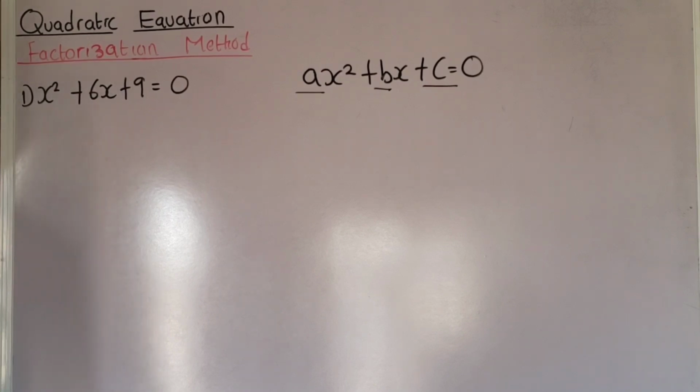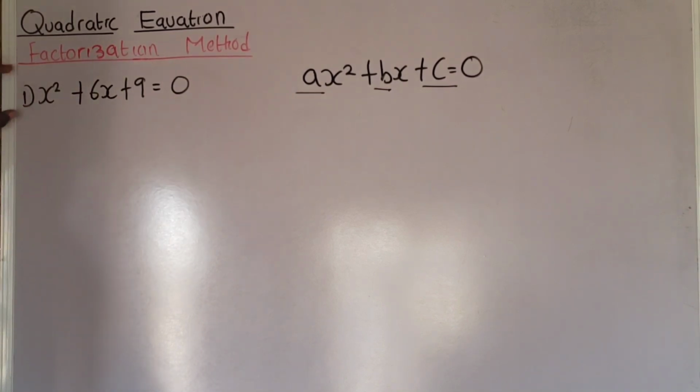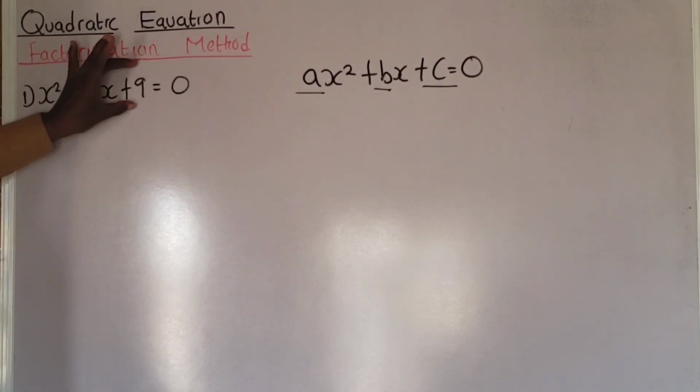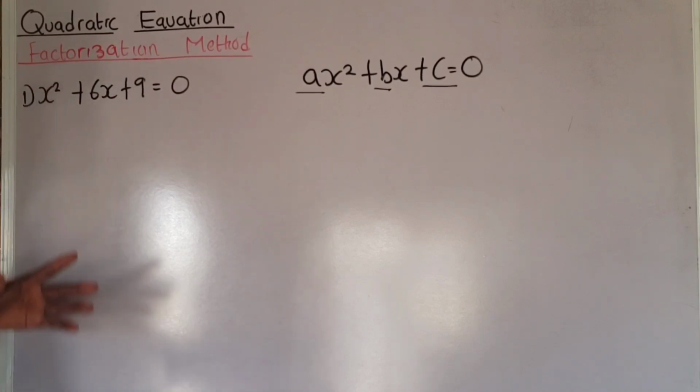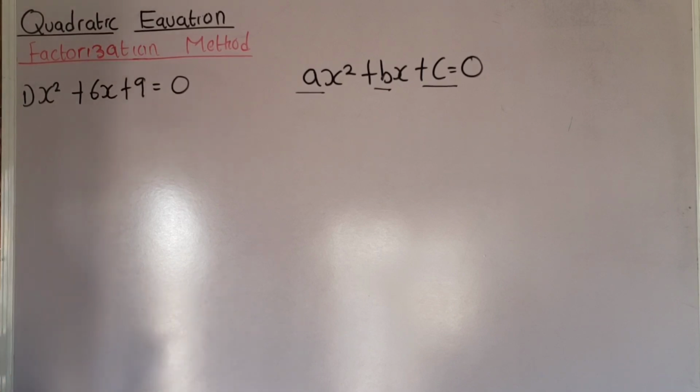To solve this quadratic equation, you can see that the coefficient of x squared is unity. That is, a is unity. So we can easily solve this quadratic equation by taking two numbers such that their product must equal c, the constant term, and when we add these two numbers together, we must get the second term. Let me quickly chip this in.